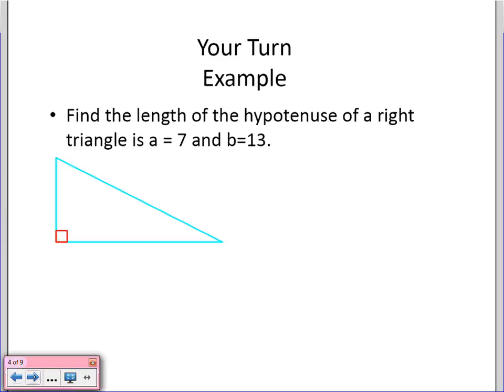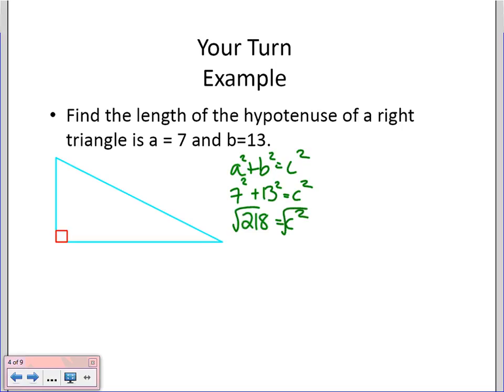Okay, now I want you to try this example. I've got an A and a B, and you're looking for C or the hypotenuse. So try this one and replay me when you're ready for the answer. Okay, so we plug in 7 squared plus 13 squared equals C squared. We get 218 equals C squared. We square root both of those. And we get square root of 218 equals C, or approximately 14.76.